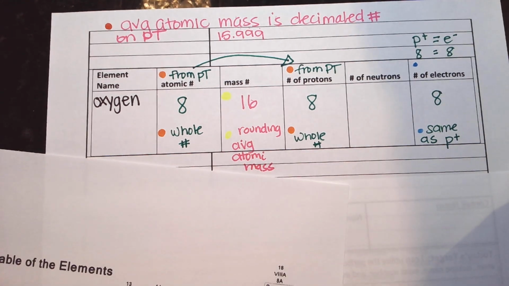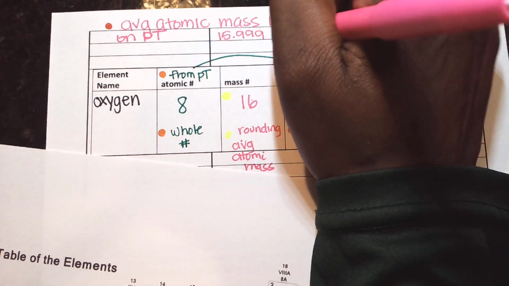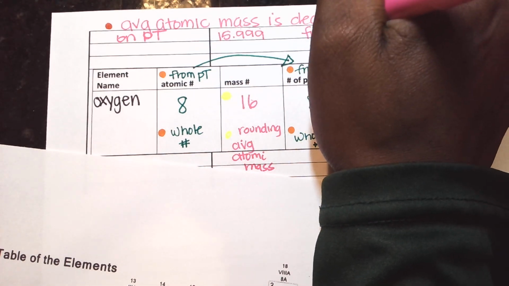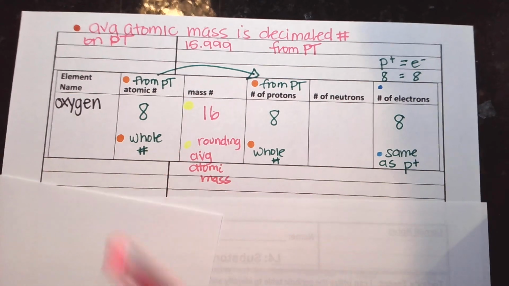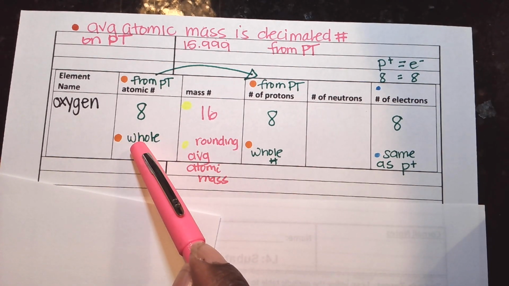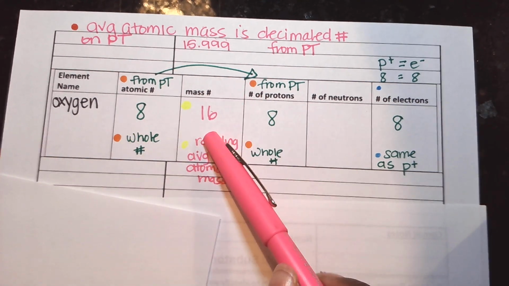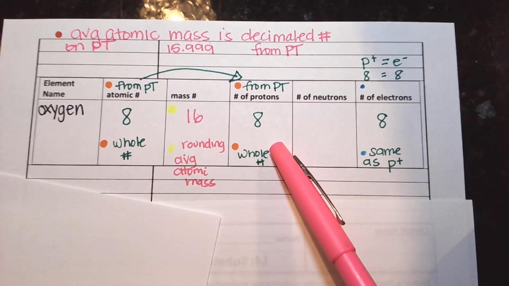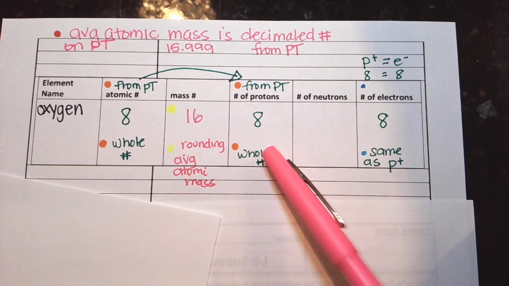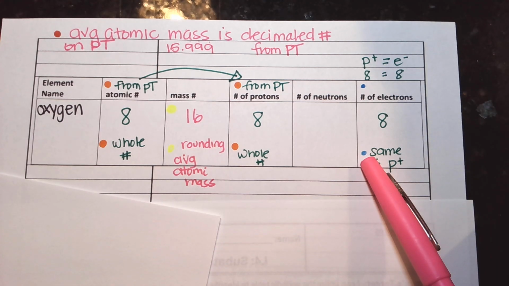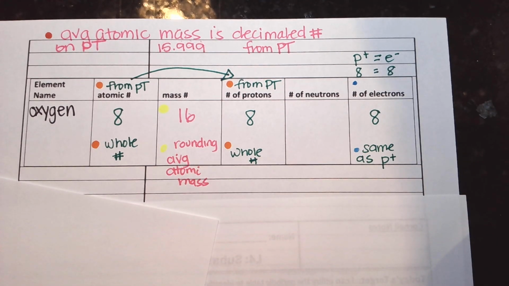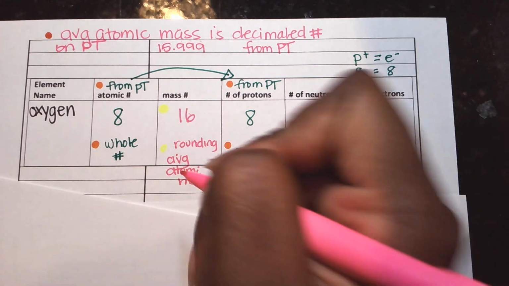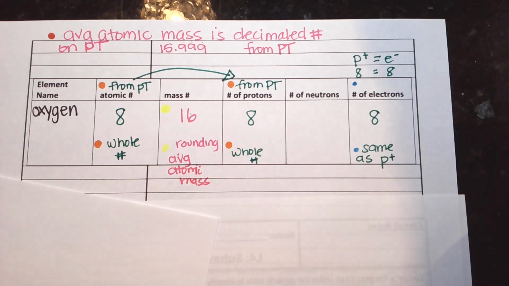Okay. And again, this is from the periodic table. So this number, atomic number, comes from the periodic table. Mass number comes from the periodic table. Protons come from the periodic table. Electrons come from the periodic table. So in all of these calculations, you need the periodic table. The most complicated one so far is this average atomic mass because you had to round it.